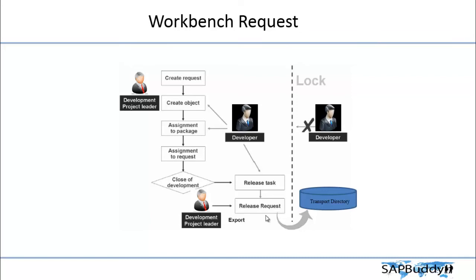When you release the request, what is going to happen is that it will create some files in the operating system of the SAP system. That is called transport request file. That will be sent to the transport directory. It's a standard SAP functionality. So these files also can be copied and moved to a different SAP system. So this is what is going to happen whenever you release a transport request.